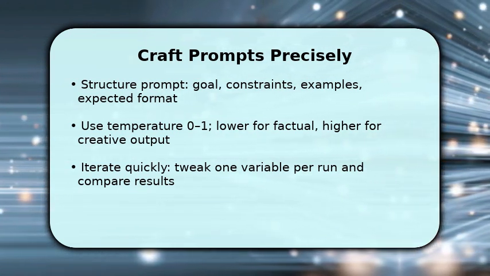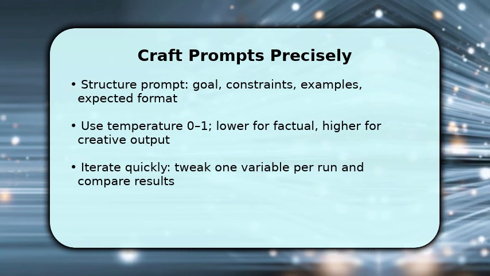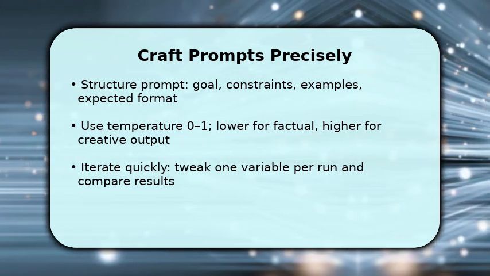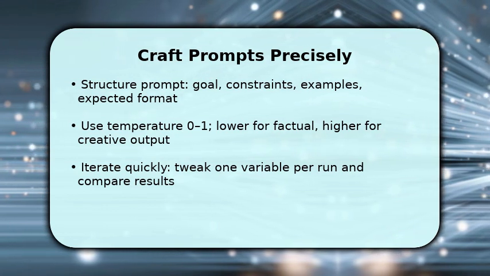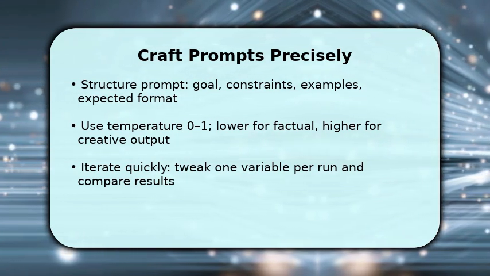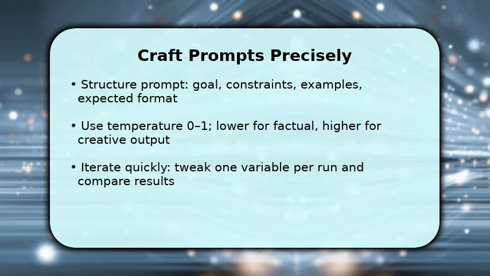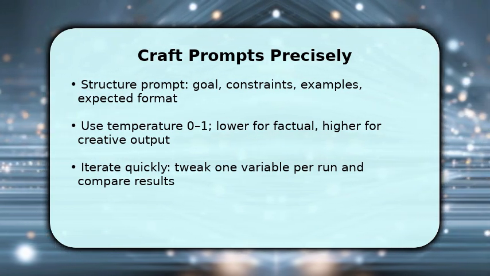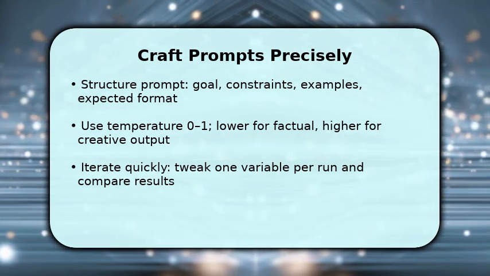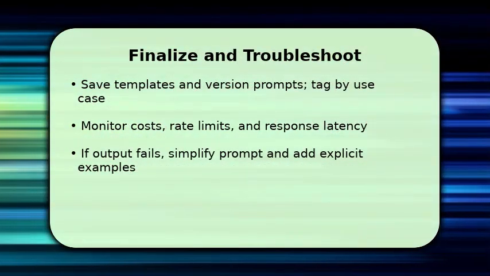controls randomness. You should iterate quickly by changing one variable at a time, evaluating responses, and copying the best prompt into a template. This step-by-step refinement prevents confusion and builds a repeatable process. To finish, save working prompt templates and version them with clear tags so you can reuse them later.